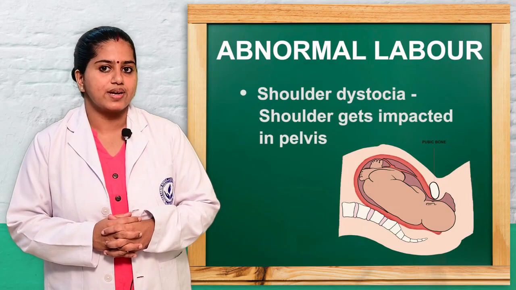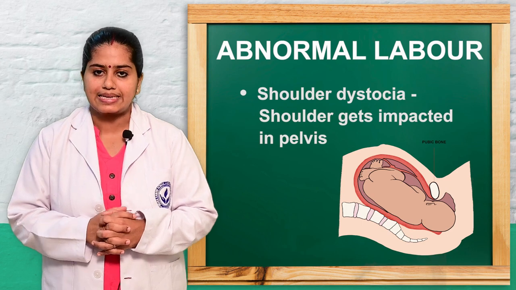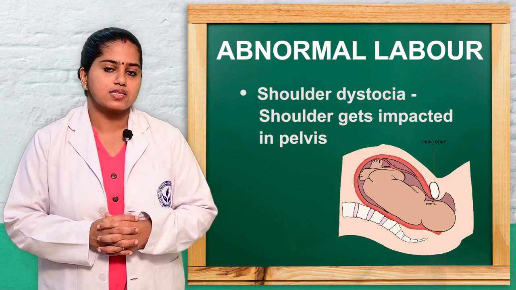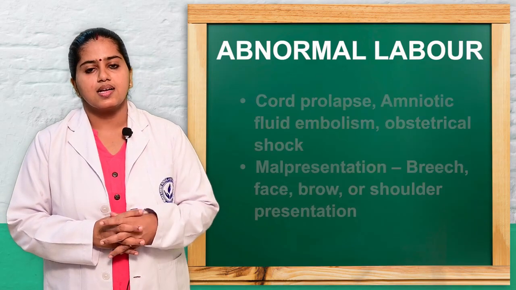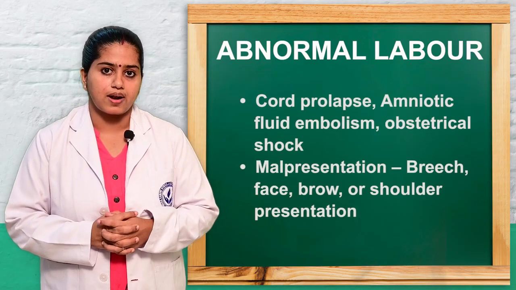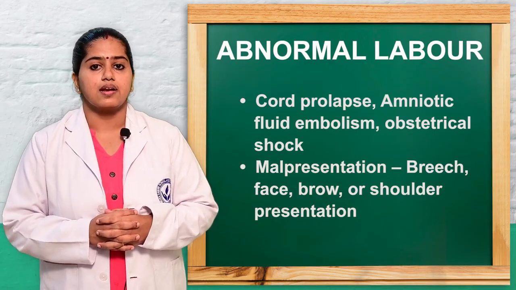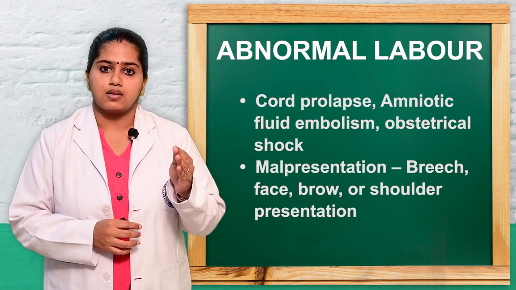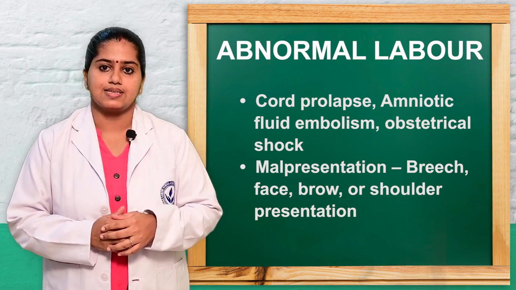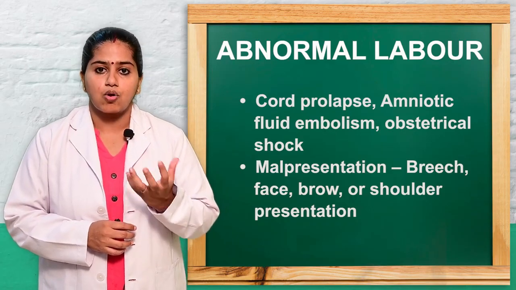The next one is shoulder dystocia. So, the shoulder will be impacted in the pelvic cavity, the shoulder cannot be delivered. This is one of the emergency situations, that is shoulder dystocia. Other emergency conditions like cord prolapse, amniotic fluid embolism, obstetrical shock, and malpresentations are there.